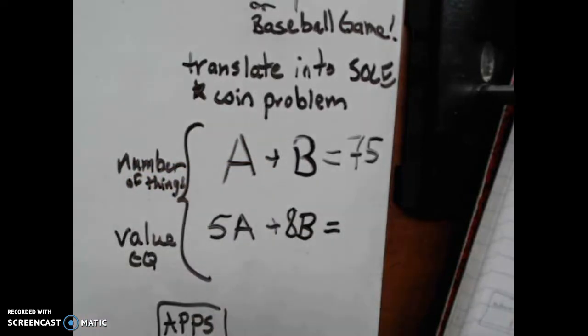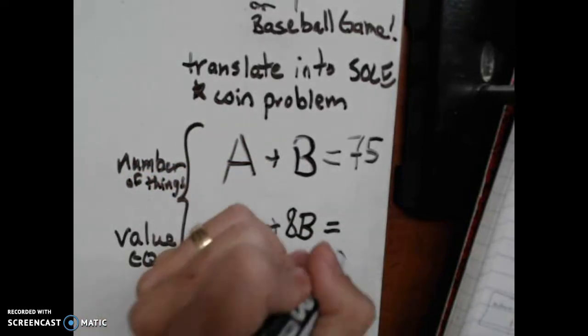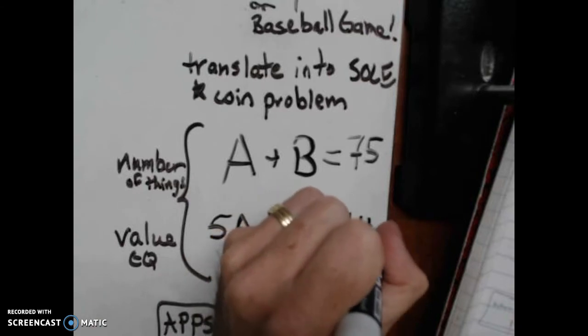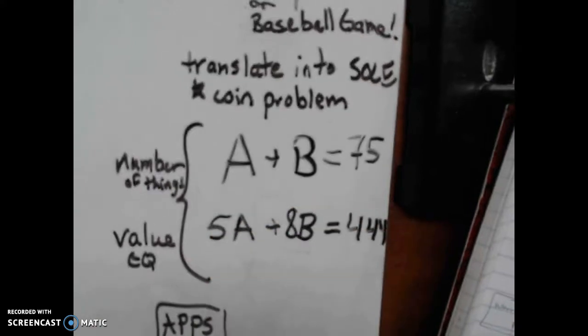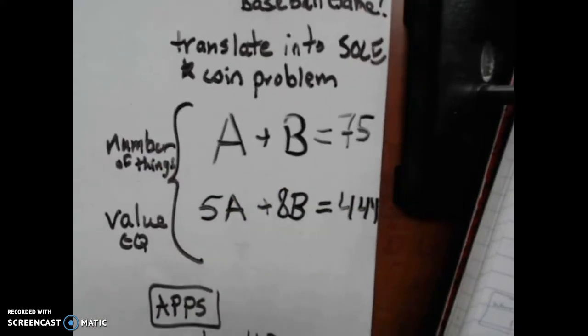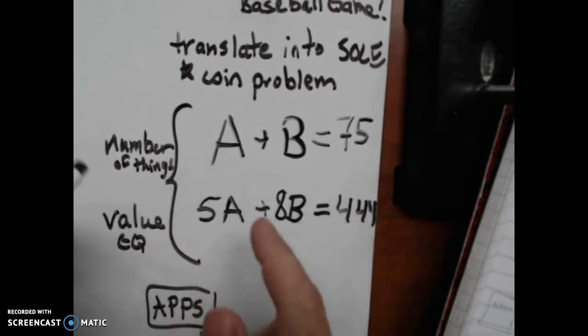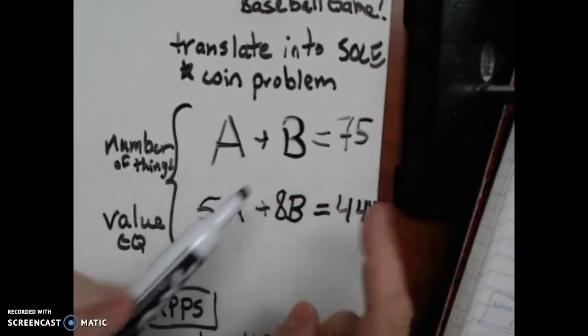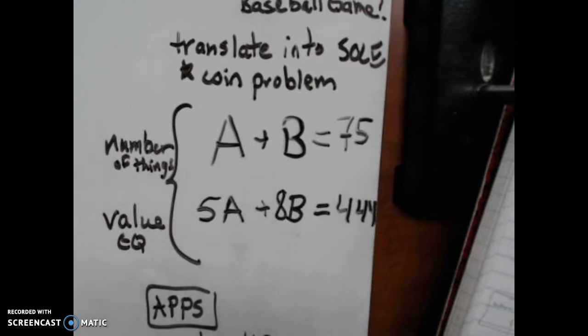And they said that the box office collected $444 to the San Francisco Giants. They get $444. So we got this here, and we could solve for A, we could solve for B, and we could substitute. But let me show you a more excellent way.